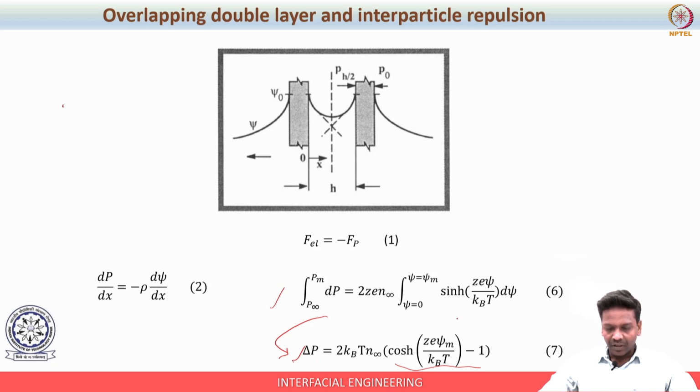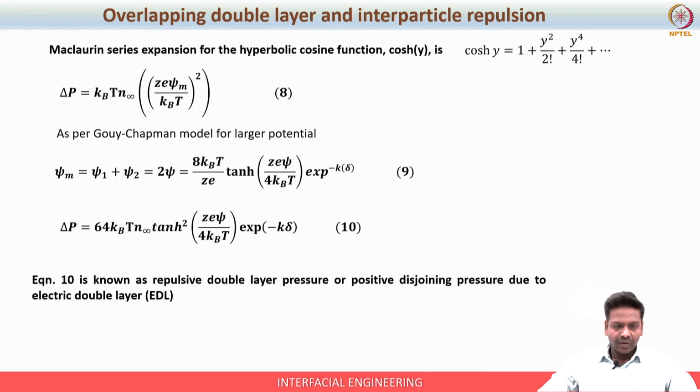Because after integration you will not have the Ze kBT term, that's why we have to remove this term here, right? All right. So this is our equation, that is delta P equal to kBT n infinity (Ze psi m)^2 by kBT.